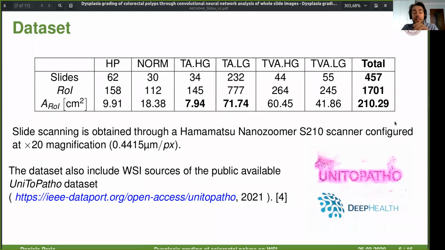Talking about our data set, we can see how the number of samples for each pathology is related to the frequency of the pathology itself. And also the relevant tissue that we have in each single slide is related to the pathology itself. This data set also includes the whole slide sources of the publicly available Unito-Path data set.